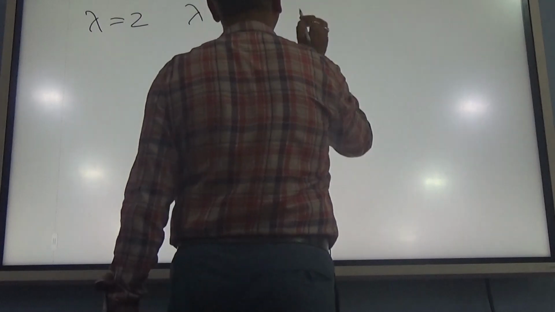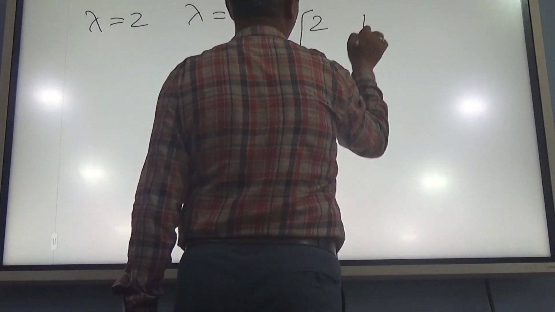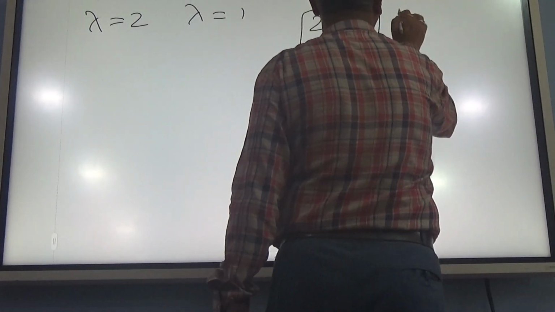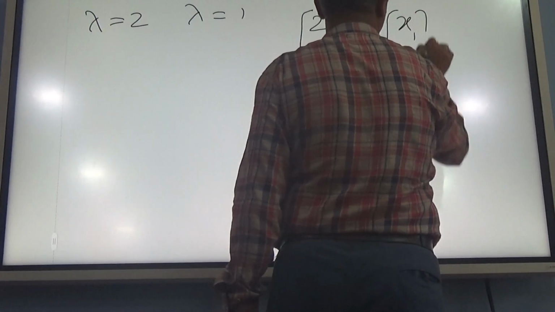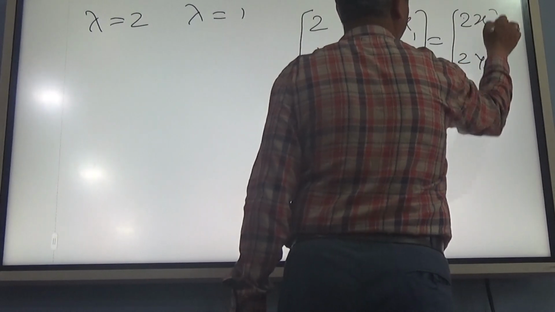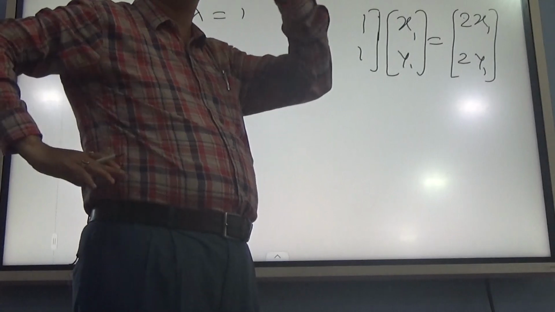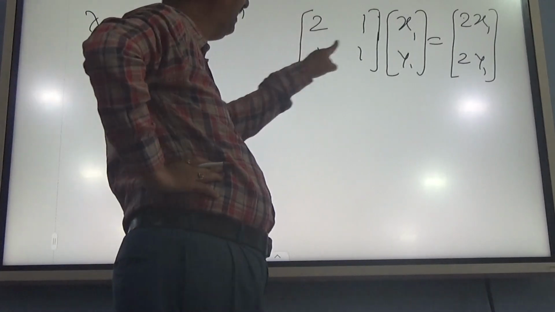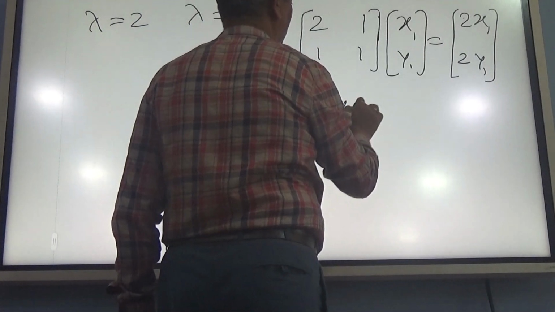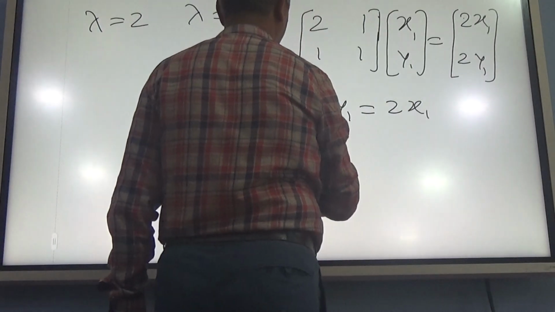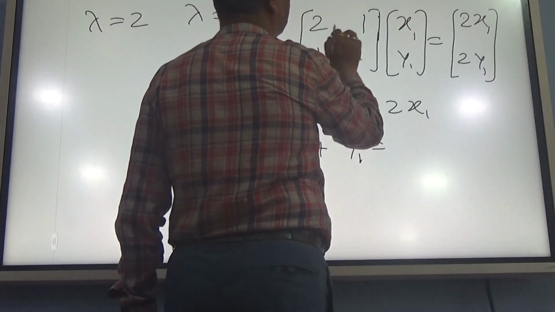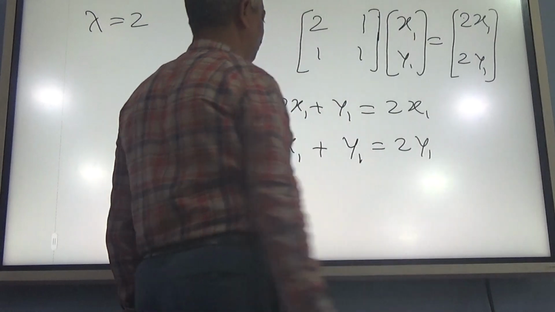So when lambda is equal to 2, 2, 1, 1, 1 into x1, y1 is equal to 2x1, 2y1. Right? Did you notice? Lambda is 2 means what? Ax equal to lambda x. So what do we get? 2x1 plus y1 equal to 2x1, and x1 plus y1 is 2y1.